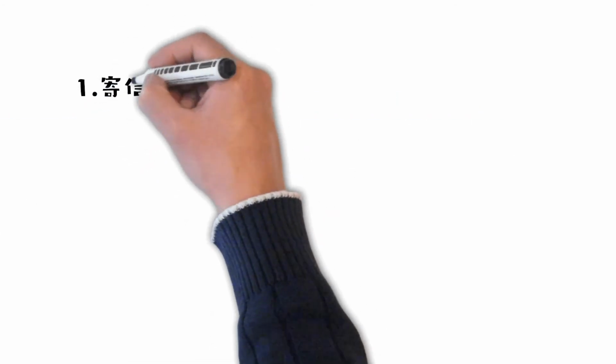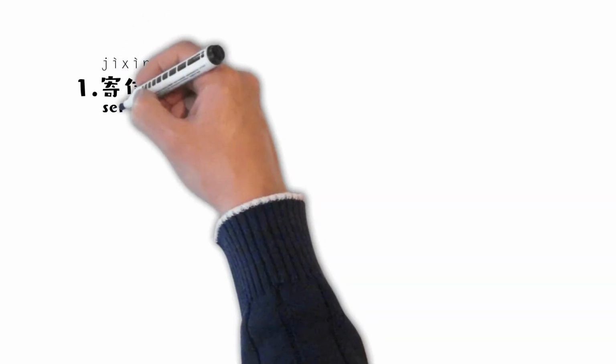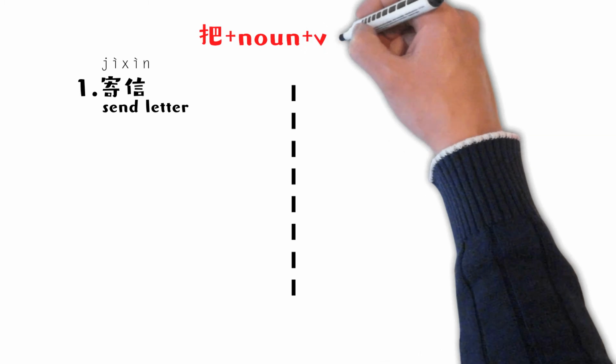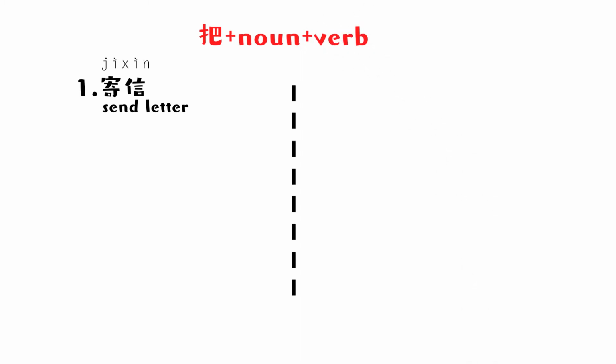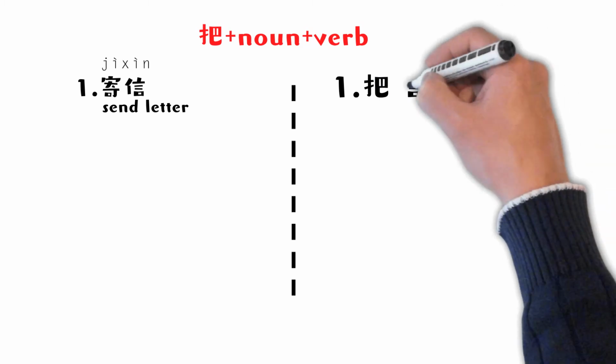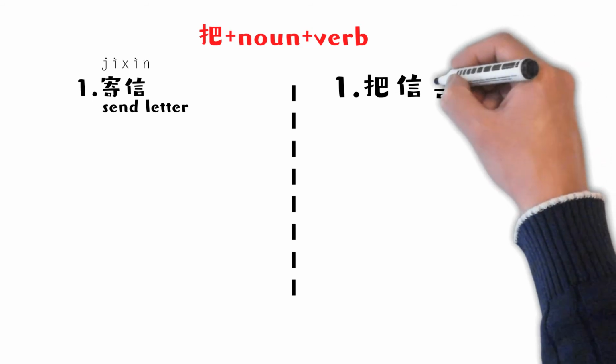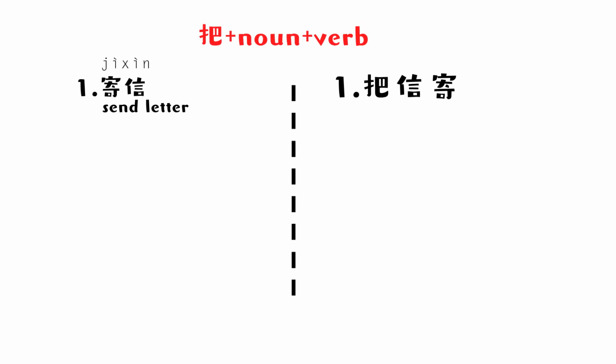Let's practice. Practice number 1. 寄信, which means send letter. Do you still remember the basic structure of a 把 sentence? 把 plus noun plus verb. First we must have 把 at the beginning of the sentence. And then we should find the noun, 信, letter. And finally we have the verb, 寄. But 寄 is a stationary verb. In order to change it to be dynamic, we should add 了 after 寄. And we have the correct 把 sentence: 把信寄了.